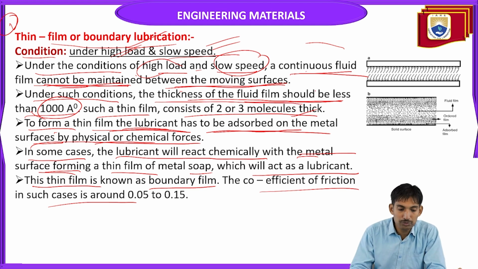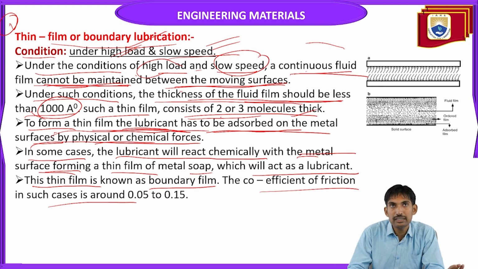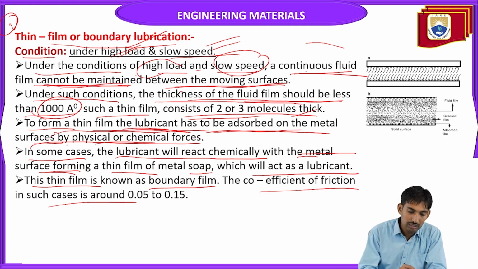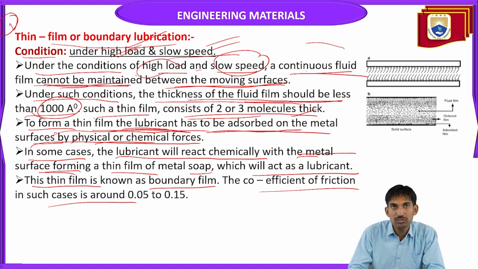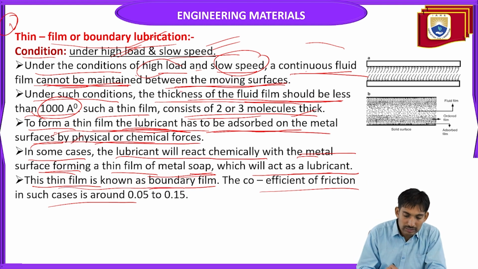The thickness of the fluid film should be less than 1000 angstrom. Such a thin film consists of 2 or 3 molecules thickness. To form a thin film, the lubricant has to be adsorbed on the metal surfaces by physical or chemical forces. In thin film boundary conditions, the metals adsorb the lubricant by physical or chemical forces. In some cases, the lubricant oil reacts chemically with the metal surface to form a thin film of metal soap, which acts as a lubricant. This thin film is known as boundary film.